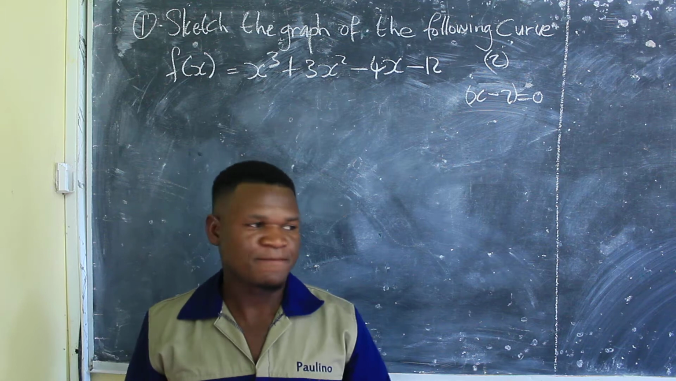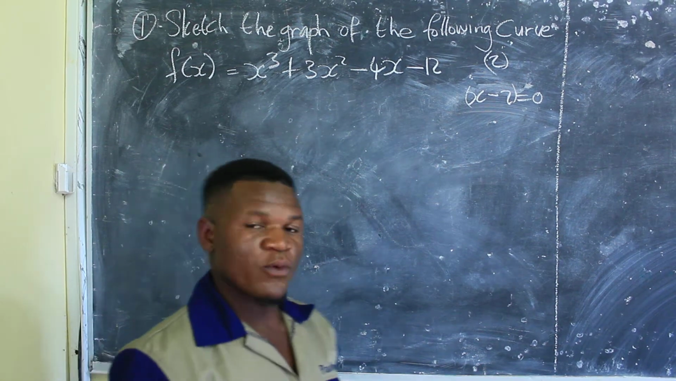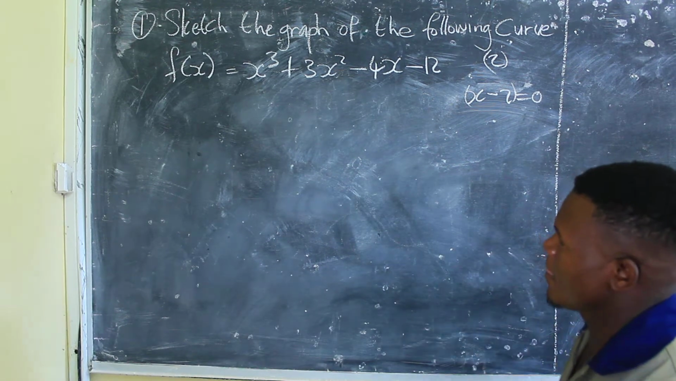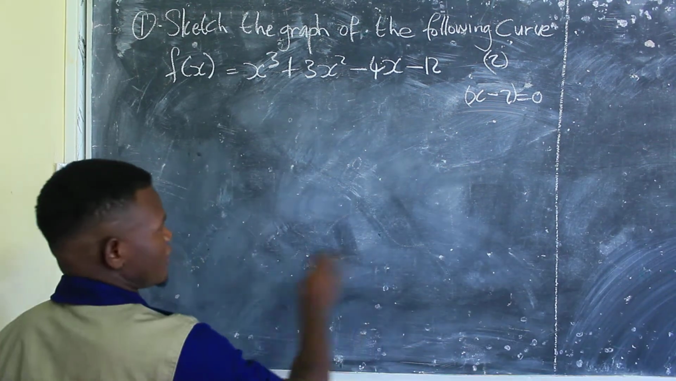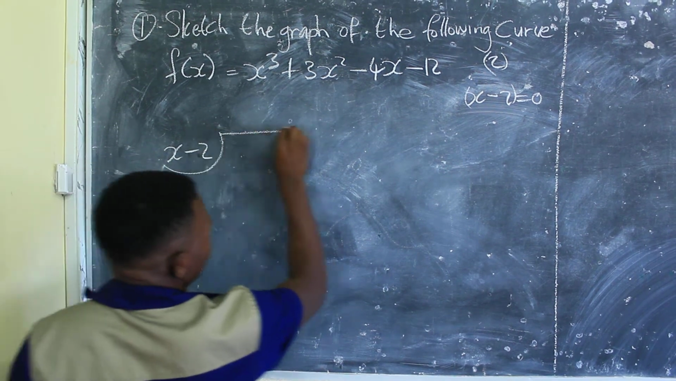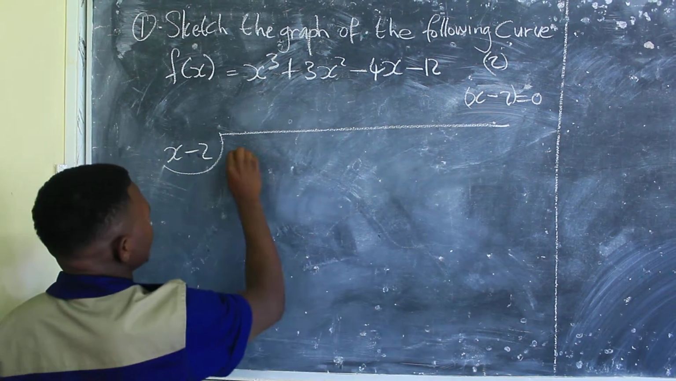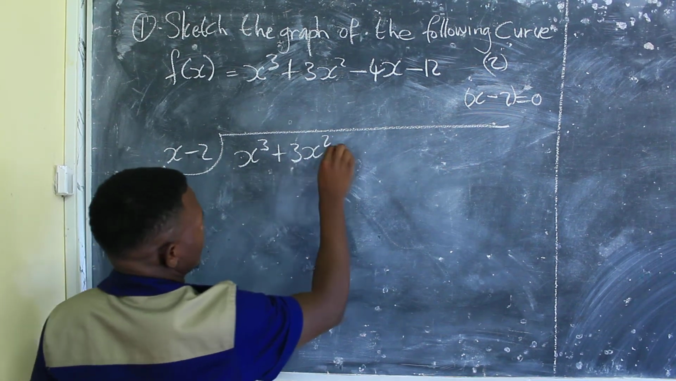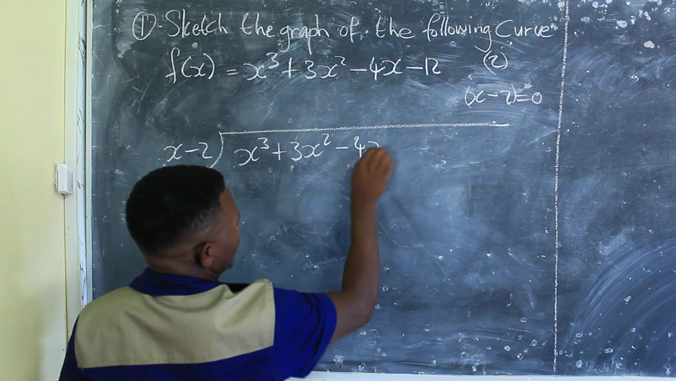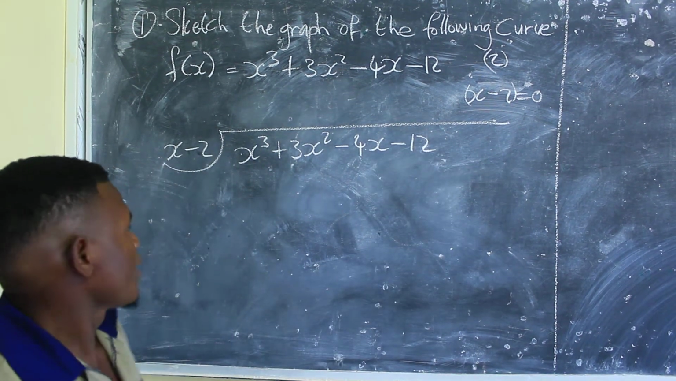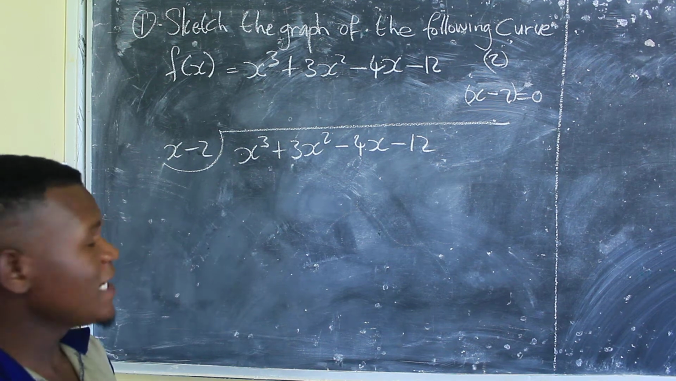That is step 1. Step number 2, we use what we call long division. Okay? We use long division. Now we have that x minus 2 is one of the factors that goes into x to the power 3 plus 3x squared minus 4x minus 12. Okay? Steps to deal with long division.